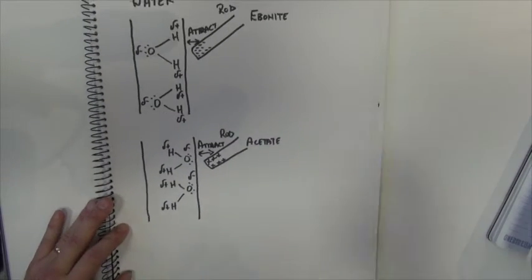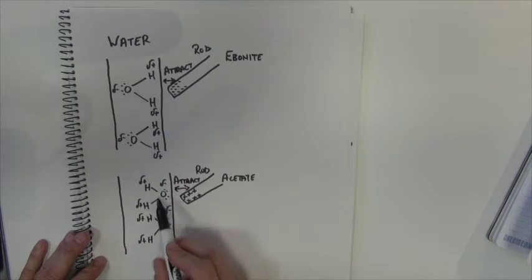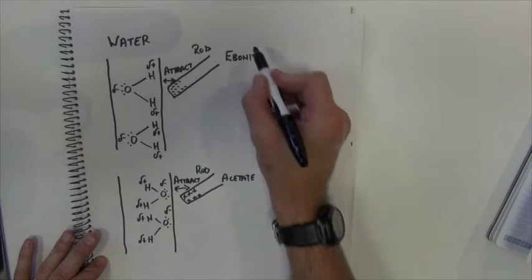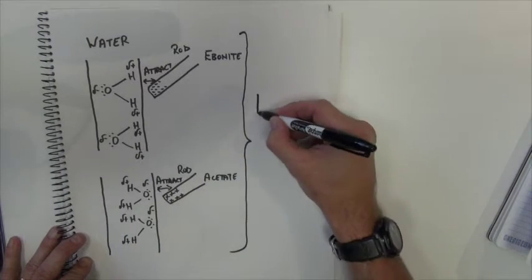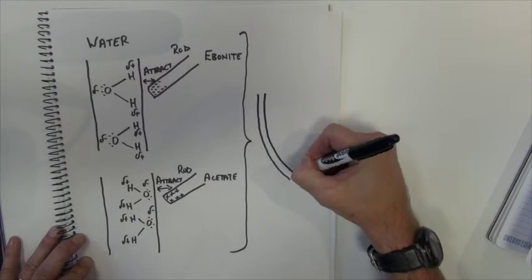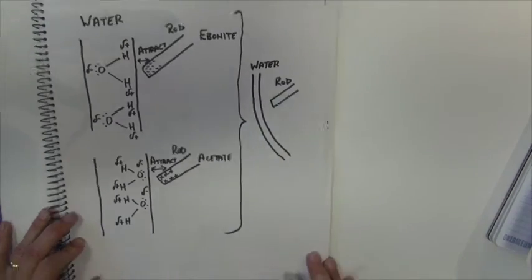So in each case, what we've got is a form of attraction, either the hydrogen to the negative or the oxygen to the positive, but the water is attracted towards the rod. The attraction is thus so great that the water will actually bend towards the rod due to this attraction.